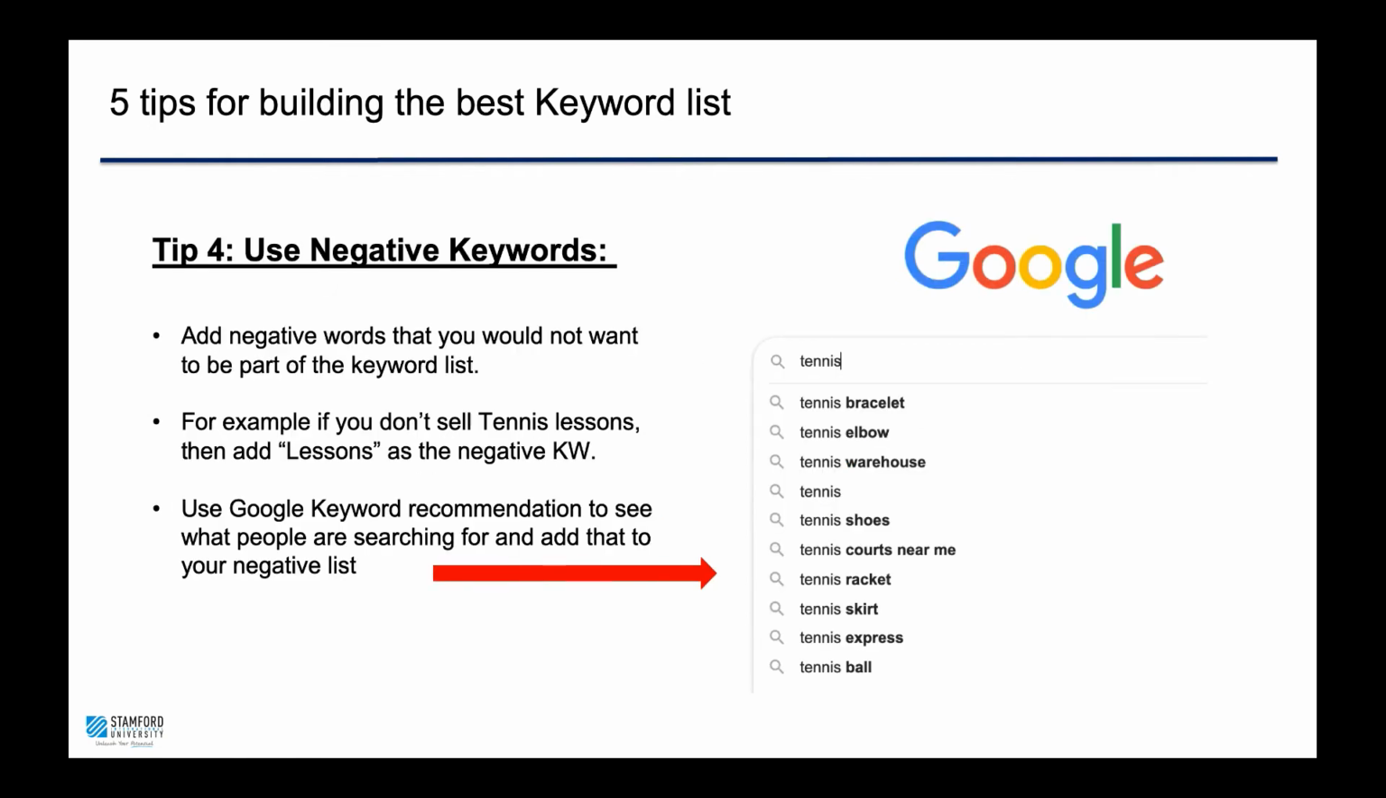All right, and then the next tip, tip 4, is around negative keywords. So let me explain what this is. These are keywords that you would not want to be on your list. So for example, if you don't sell tennis lessons, then add lessons as the negative keyword. So if you're selling tennis shoes, don't just take tennis, because you may get tennis lessons. And again, you can use the Google keyword recommendation tool to see what people are searching for and add that to your negative key list, as you can see the example that I have here.